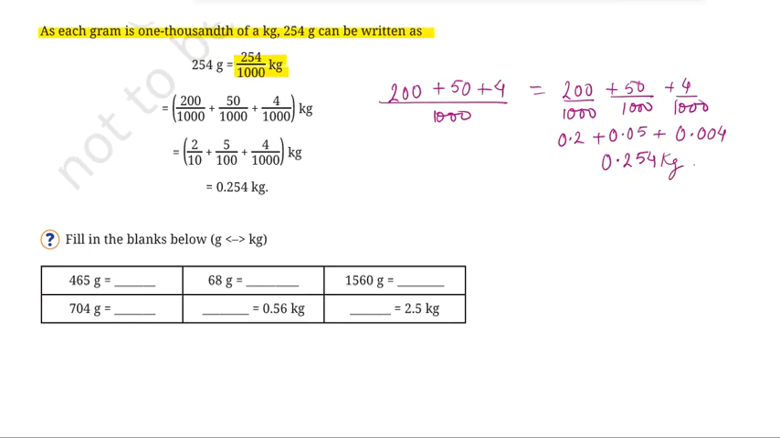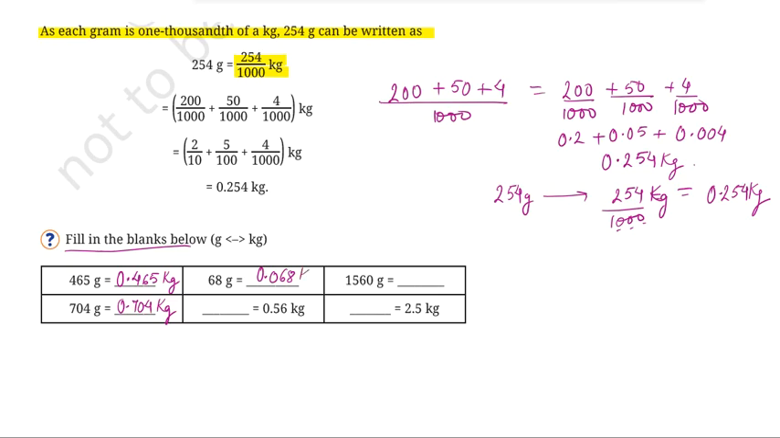One way is this. The other method is, 254 grams was given, you have to convert it into kgs, so you divide by 1000, and directly you can write it. So it would be 0.254 kgs. So here you have to fill in the blanks. So 465 grams will be equal to 0.465 kgs. We have just divided it by 1000. Then 704 grams will be 0.704 kgs. 68 grams, we divide by 1000, so it would be 0.068 kgs.